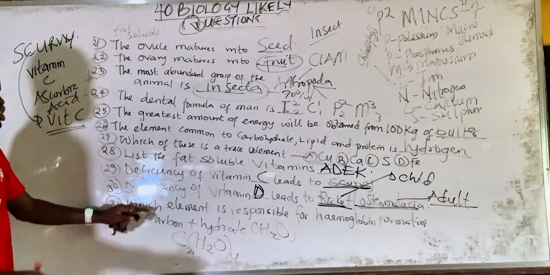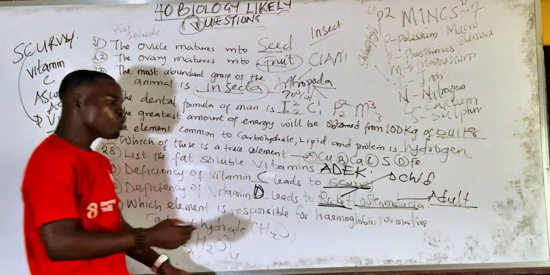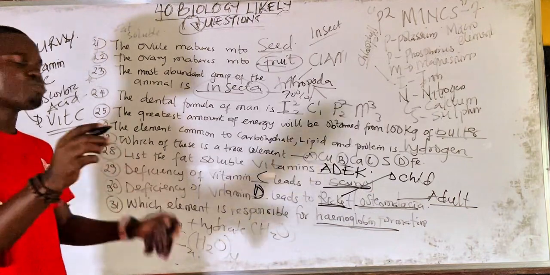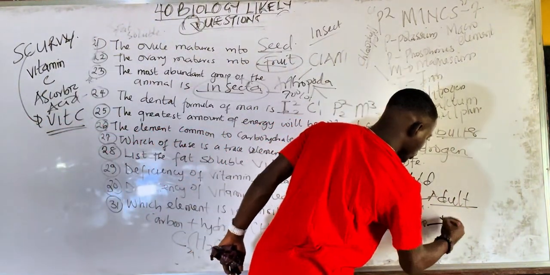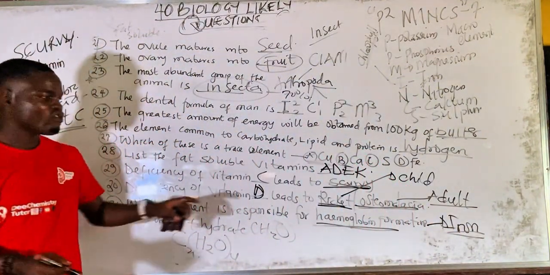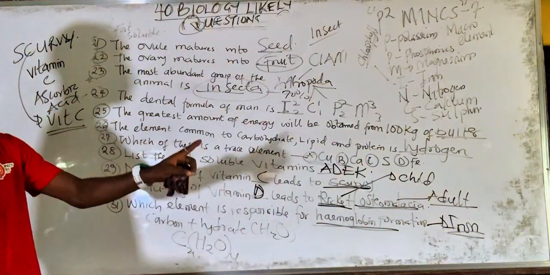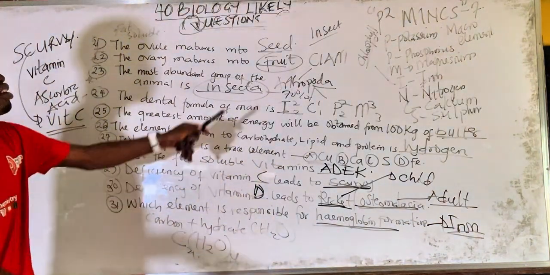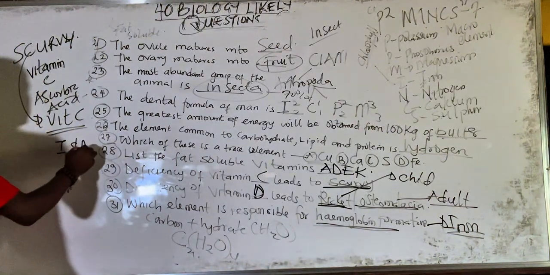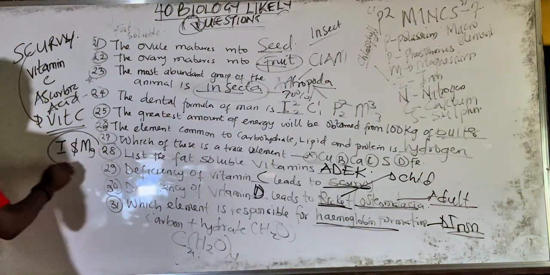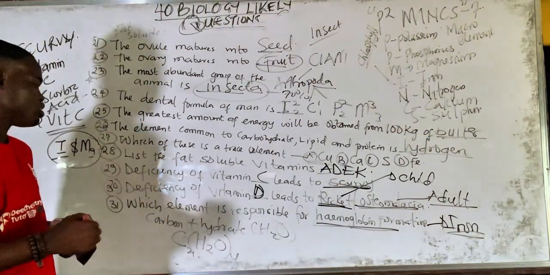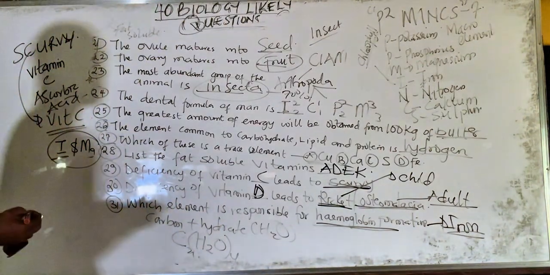Now, which element is responsible for hemoglobin formation? When we draw the structure of hemoglobin, iron is present. So the element responsible for that is iron. For chlorophyll formation, it is magnesium. In case you see the two options, you can lean towards iron rather than magnesium, but most of the time they will not give you the two options when they are not wicked.